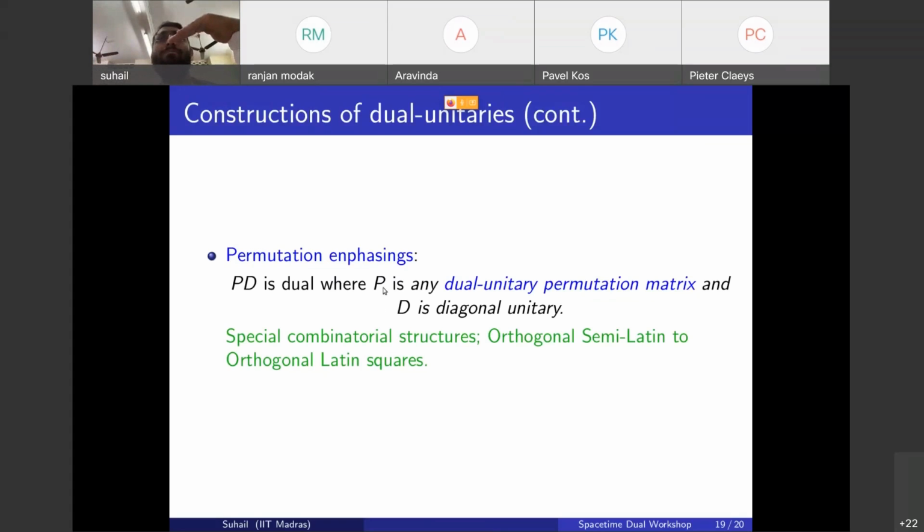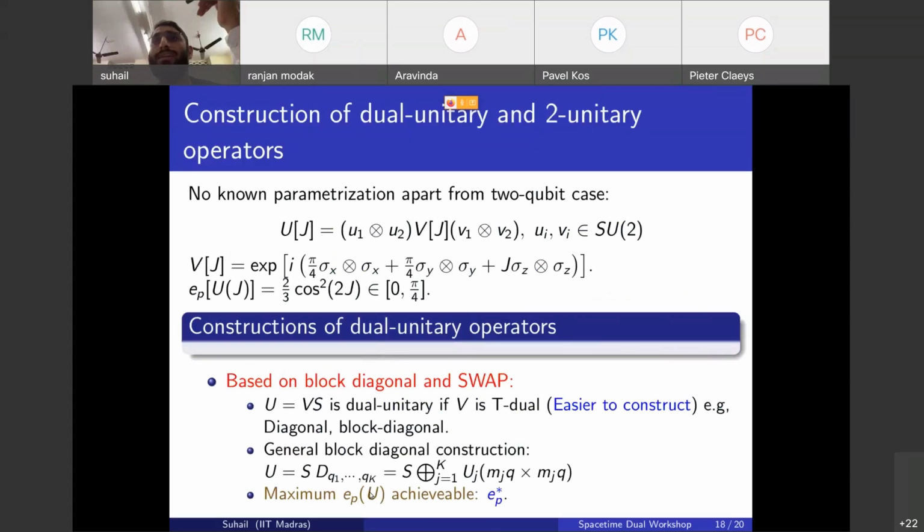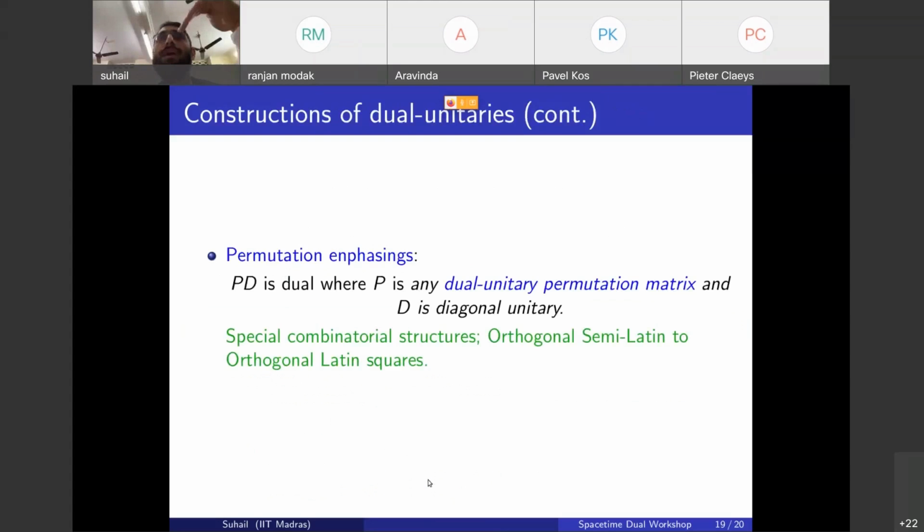So if I take any dual permutation matrix, not only swap is one possibility, but some others also, and multiply it by a diagonal, you can actually go beyond this construction. One can construct gates with entangling power greater than this EP star also.